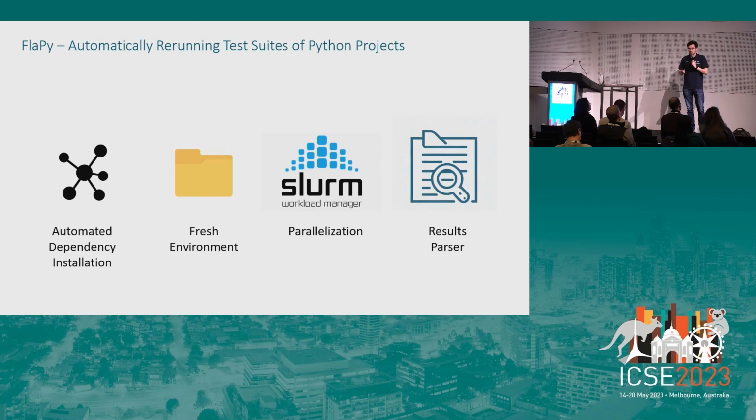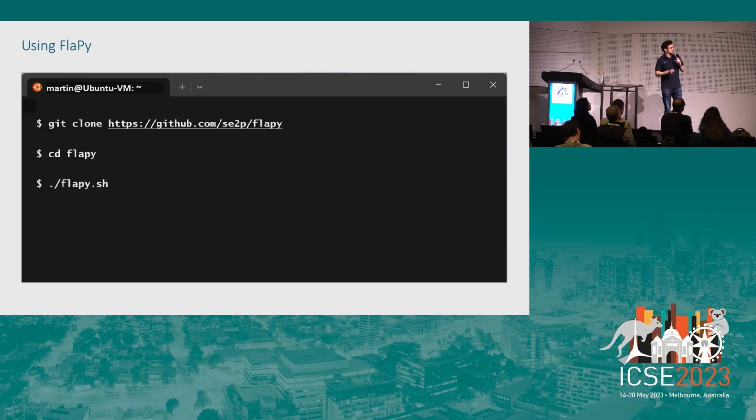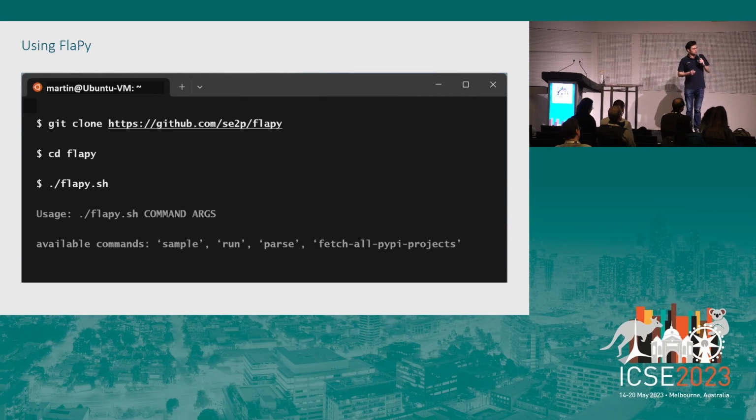So let's have a look at how to use FlaPy. You start with cloning it from GitHub, and you can directly jump into the entry point, which is called flappy.sh. The only system dependency that you have is Docker. From there, it tells you that it offers multiple subcommands: running, first of all, sampling tests from PyPI, which is the Python Package Index, running those tests, or parsing the results.